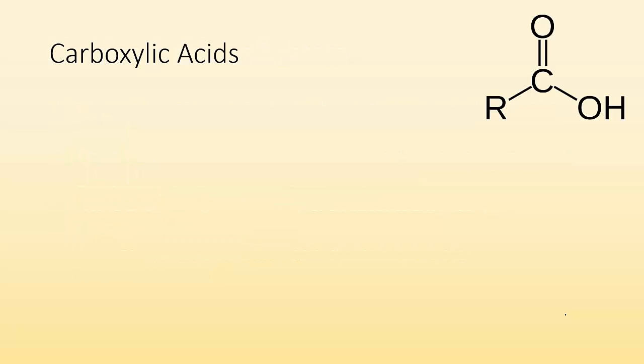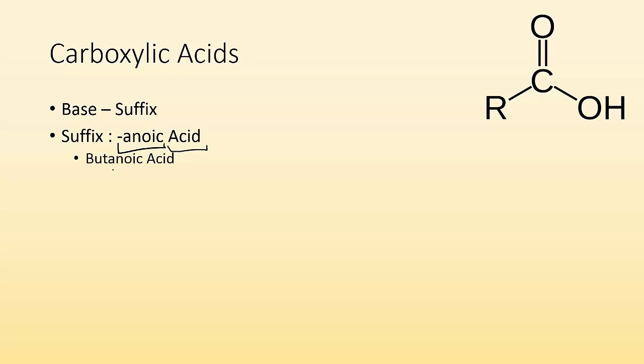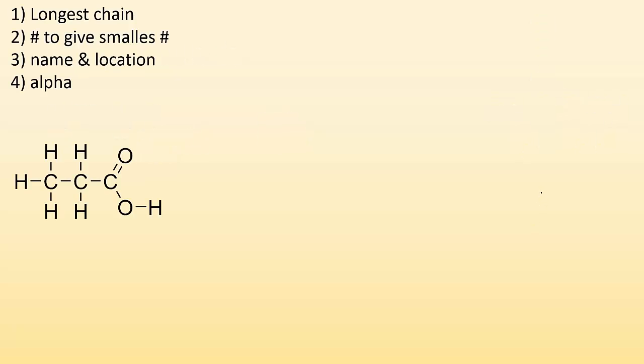Okay, so carboxylic acids. How do we name these things? Well, base and then suffix, except this time the suffix is going to be anoic acid. And the base, again, is just telling you how many carbons you got. So things like butanoic acid would be the name for a carboxylic acid. You don't need a number for saying where it is because there's only one place that the carboxylic acid group can be, and it's on a terminal carbon. So you don't need numbers with these ones.